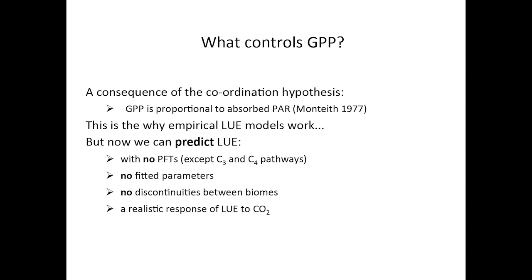It actually follows that you don't have a saturating response. Over a timescale of weeks or longer, you have a linear response, a proportional response even. So that's why they work. But now we can make a light use efficiency model which has no PFTs in it other than recognizing two photosynthetic pathways. No parameters that are fitted to GPP data. The two parameters of the model can be estimated independently. Unlike certain other well-known products, there are no discontinuities between biomes based on a lookup table. And finally, a realistic response of light use efficiency to CO2.